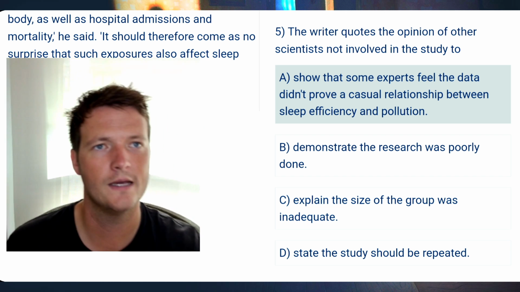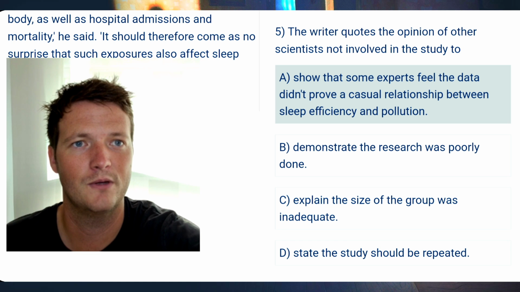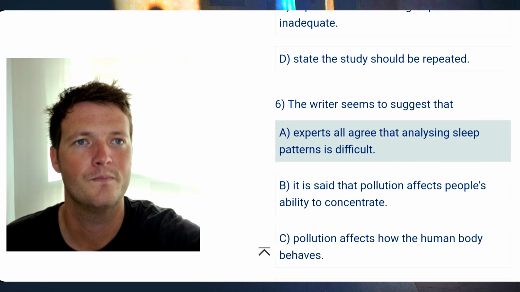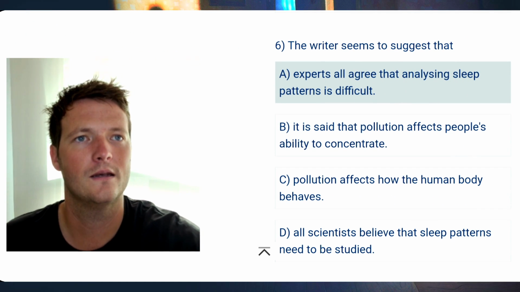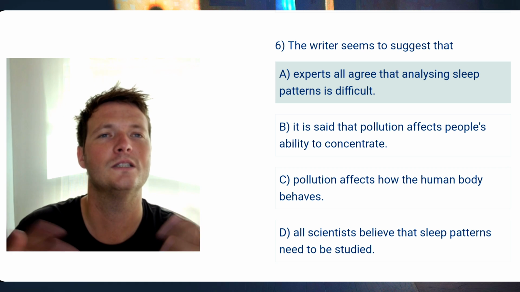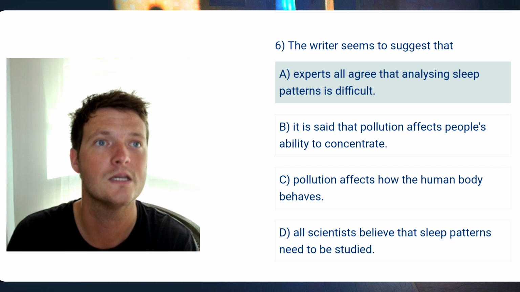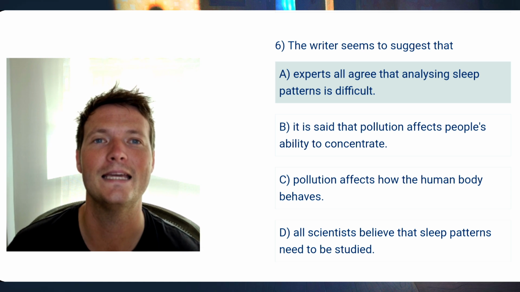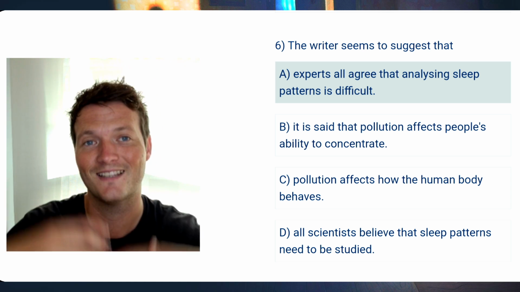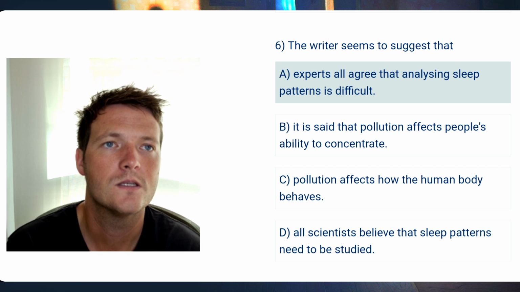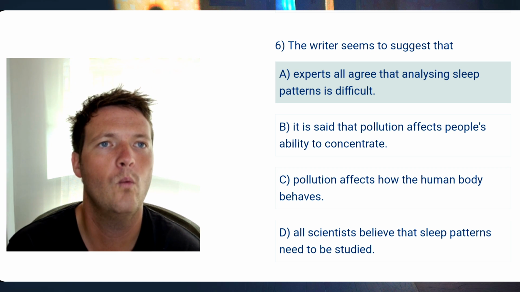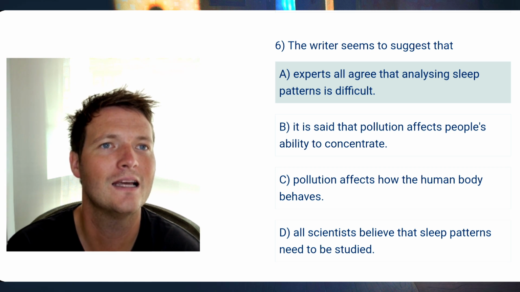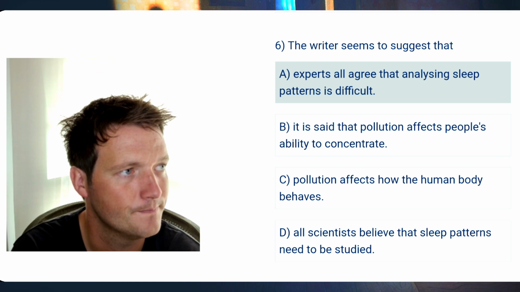Let me write that down. As I say, I don't know if my answers are going to be recorded here or not. Anyway, let's have a look at number 6. The writer seems to suggest that. So now in number 6, for the final 2 points on offer, you often get a general comprehension question about the text as a whole, right? So the writer seems to suggest that what? A, experts all agree that analysing sleep patterns is difficult.